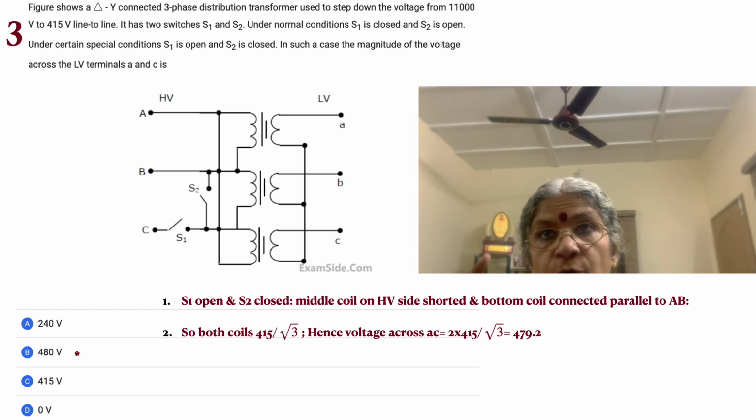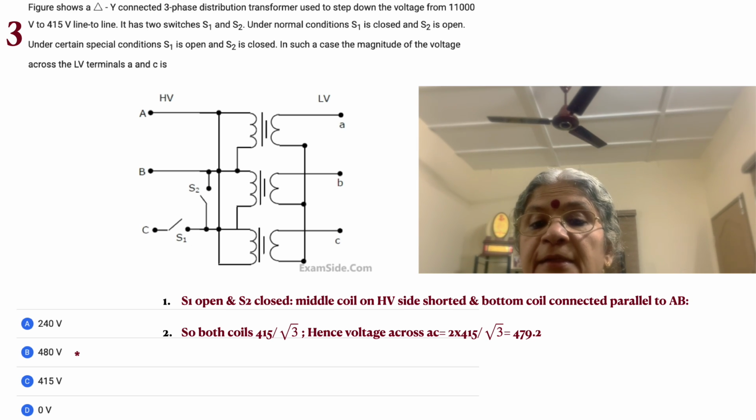S2 closed means it's shorting the winding. Not only are you shorting the middle winding, you're also connecting B and C together, and A is already connected. So two things are happening. One is that two windings are going to be connected in parallel. If you call the first winding A and the second winding B, which is going to be shorted out, and then the third winding C, then A and C are now going to come in parallel, by operating both the switches wherein S1 is opened and S2 is closed. This also needs to be recognized.